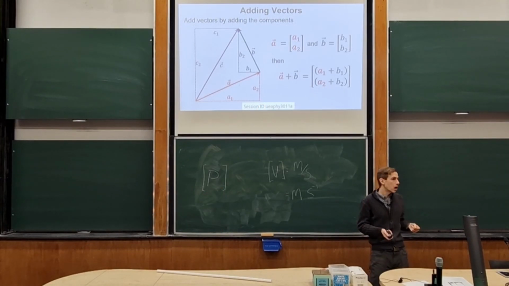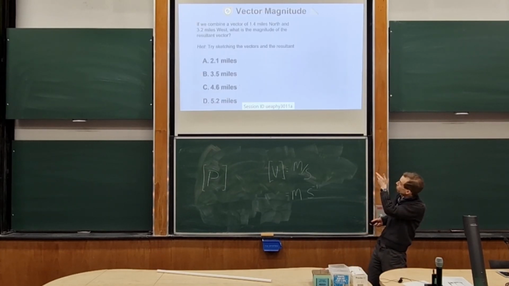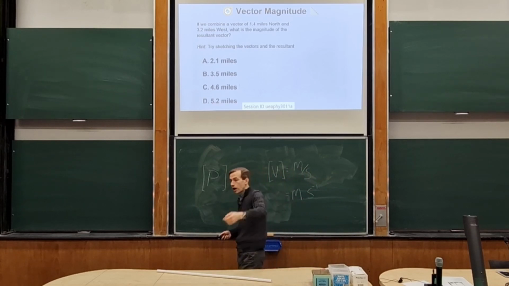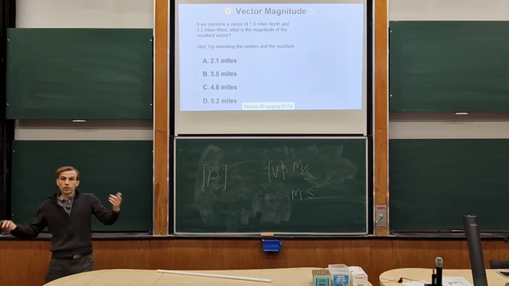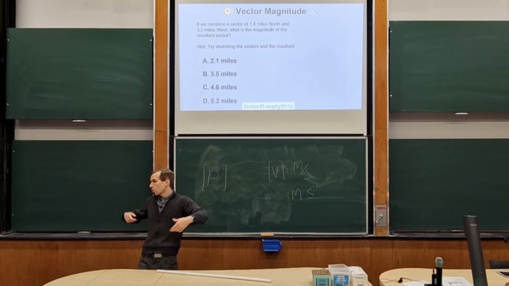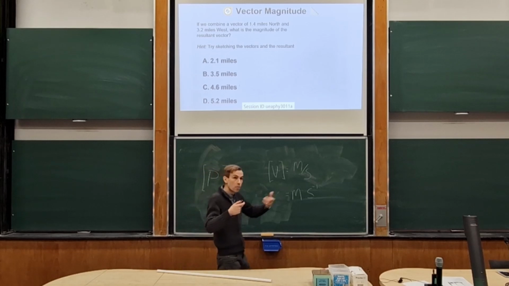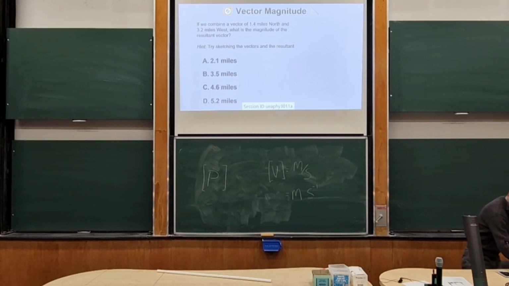Let's try a quick question about vector magnitude here. Suppose we have a couple of displacement vectors. Maybe you drive 1.4 miles north, and then you drive 1.3 miles west. And we want to know, well, what's our displacement vector? How far are we from where we started? We can do this by working out the magnitude of these two vectors. So let's start this question.